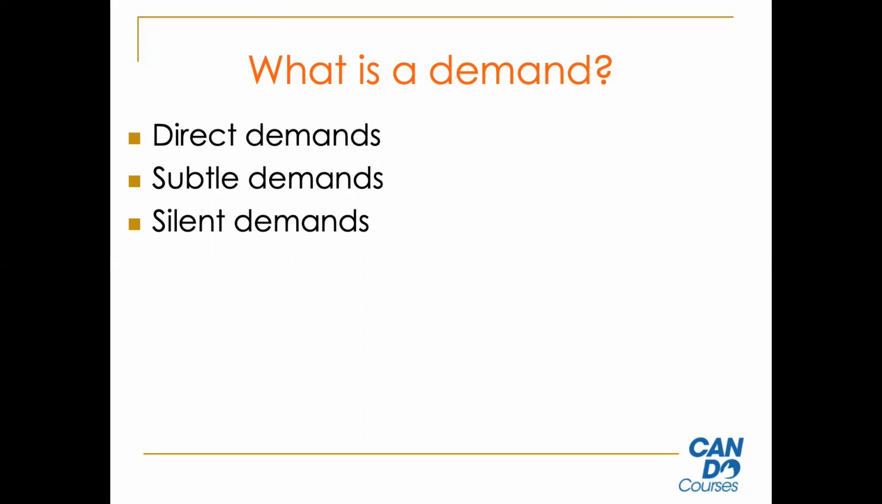These are the things that are just expected. So the school rules are silent demands. It's expected that they sit in their chair. It's expected that they are quiet when the teacher is speaking. It's expected that they wear clothes to go outside. You know, those kind of things. They're silent demands, but they're still demands.